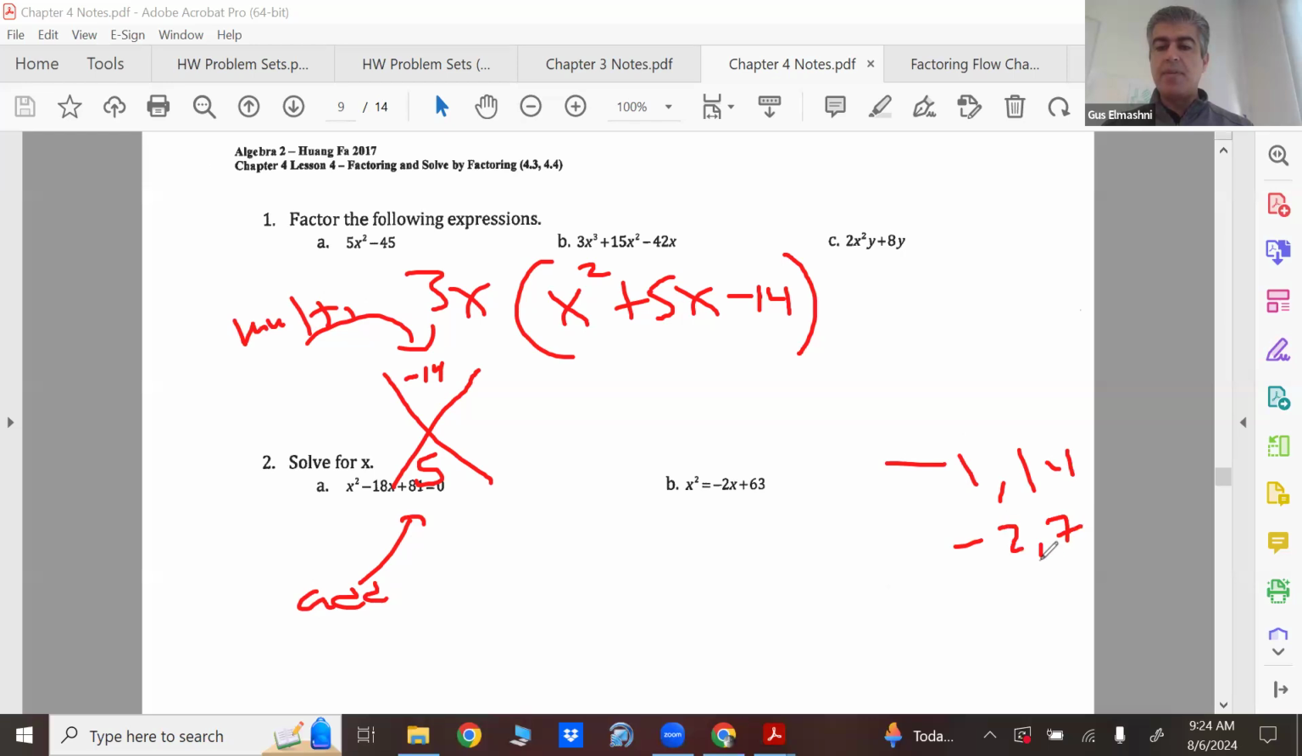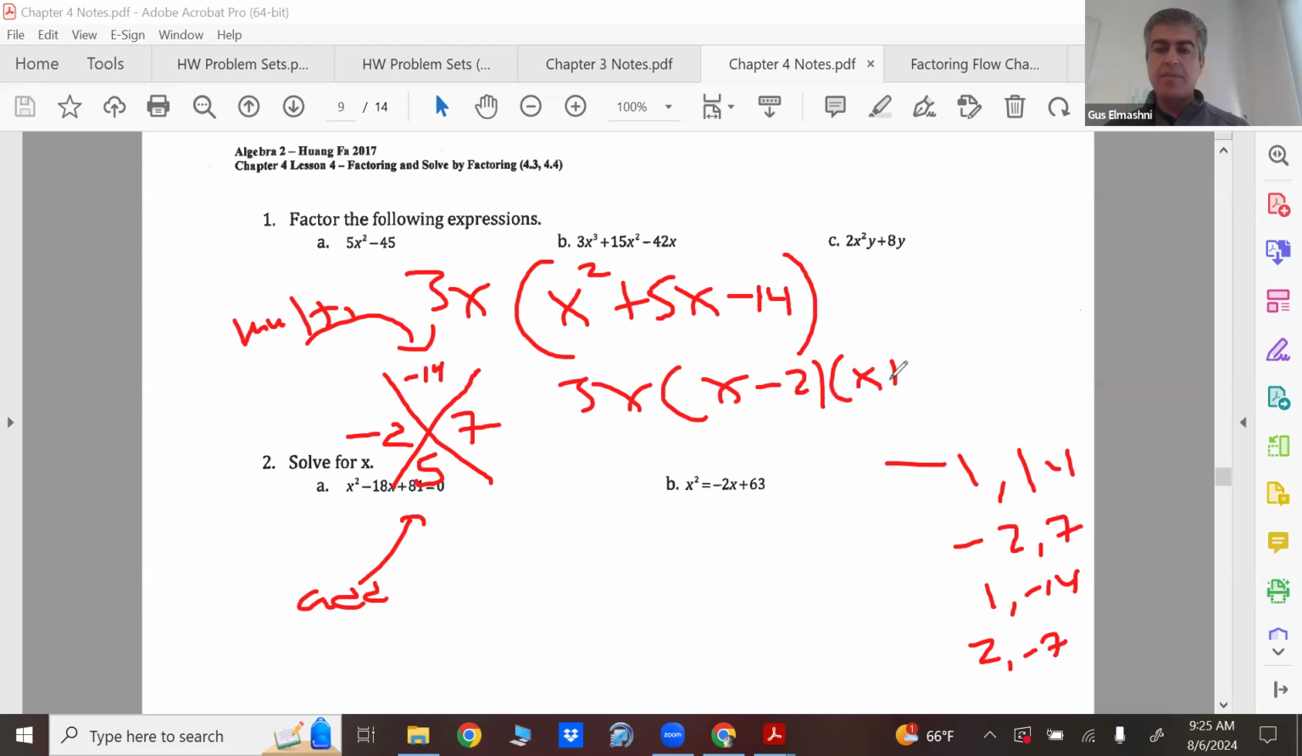Negative 2 and 7, 1 and negative 14, 2 and negative 7. Those are four pairs that all multiply to negative 14. Which of those four pairs adds up to 5? Negative 2 and 7, right? Now, granted, you might be given numbers that have lots of factors, like 60 or 80. So you might have to take a little more time. But if you think about it, there are not that many options. And that's it. 3x times x minus 2 times x plus 7.